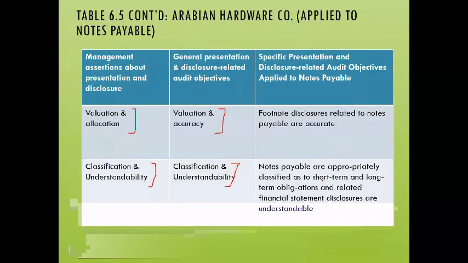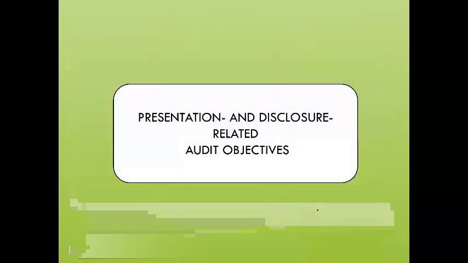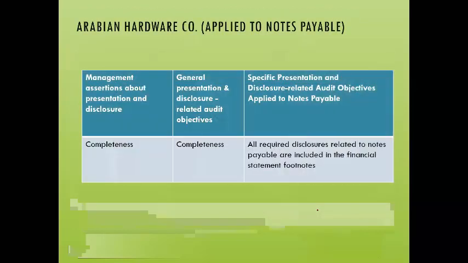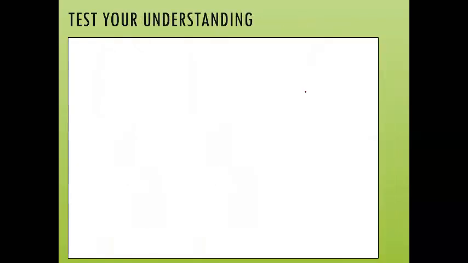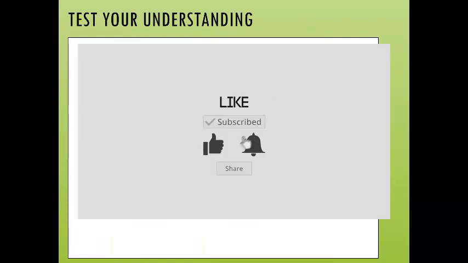Those are the presentation and disclosure. Actually this part is repeated. If you look here, this is presentation, and this is another example for presentation and disclosure. This part is repeated again, so I will eliminate it. I will skip that because this is what I just explained two minutes ago, and I will go to test your understanding. Before I go, is there any question?